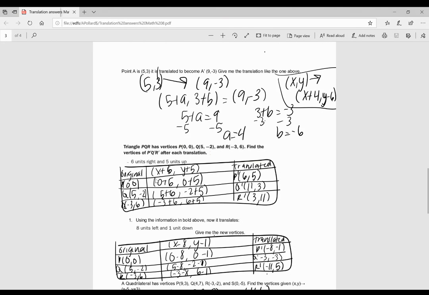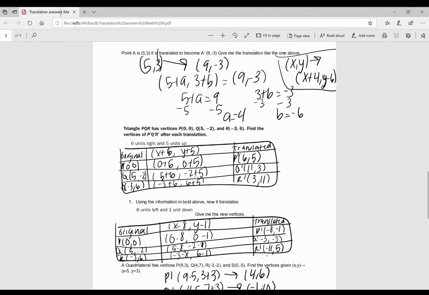So we plug in 0 for our x. 0 plus 6 is 6. 0 plus 5 is 5. 5 plus 6 is 11. Negative 2 plus 5 is 3. Negative 3 plus 6 is 3. And 6 plus 5 is 11. So you're just plugging and keeping on going. Just plug in. And if this chart is a little confusing to you, you could just use it without a chart. You can make simple equations.